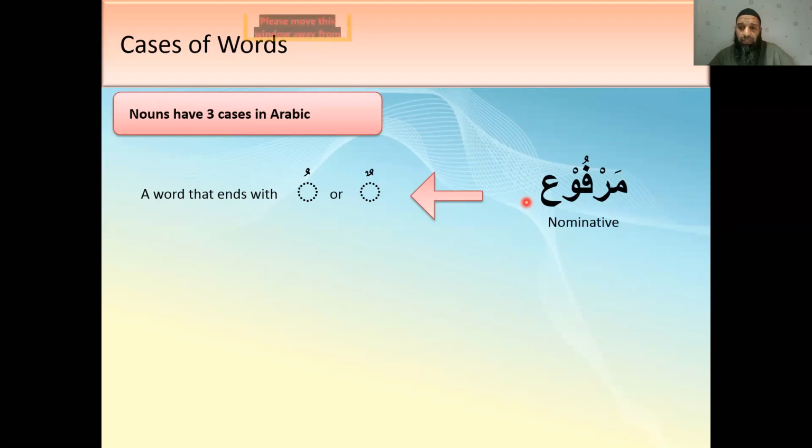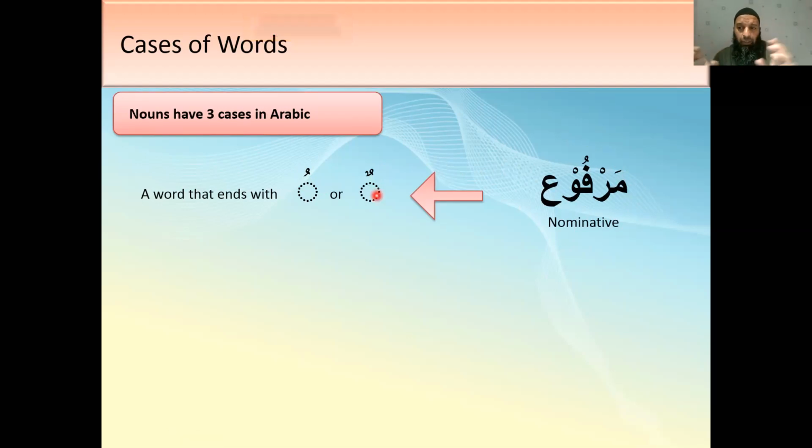Some people may be more comfortable knowing it as nominative because they've studied English grammar, but I stick with the marfu, and I'd like you all to learn marfu, mansub and majroor. So marfu is any singular word that ends with a dhamma or a double dhamma. There are also marfu plurals. We'll do that next week.